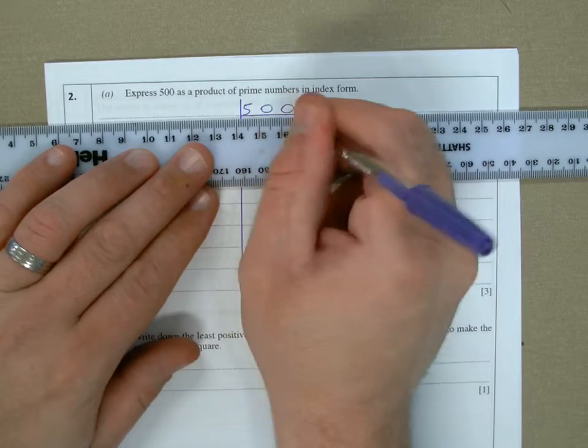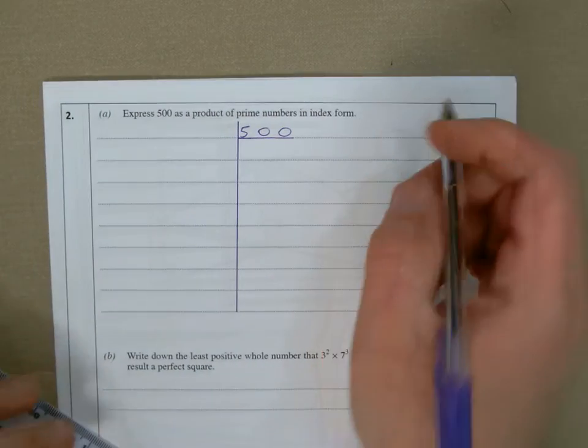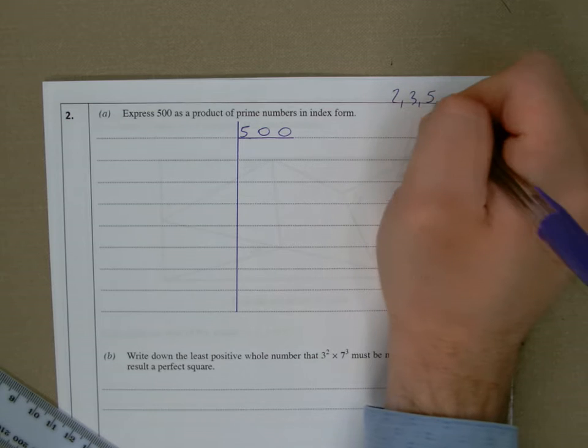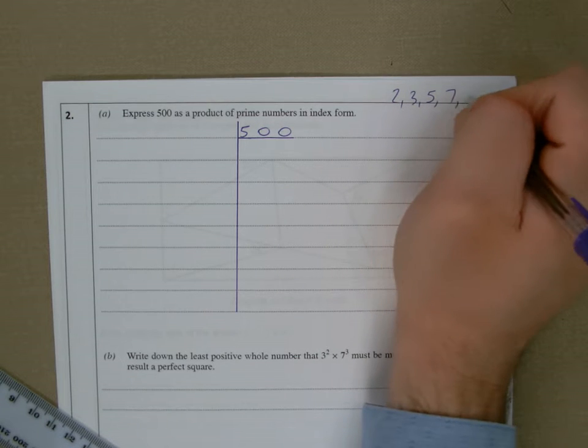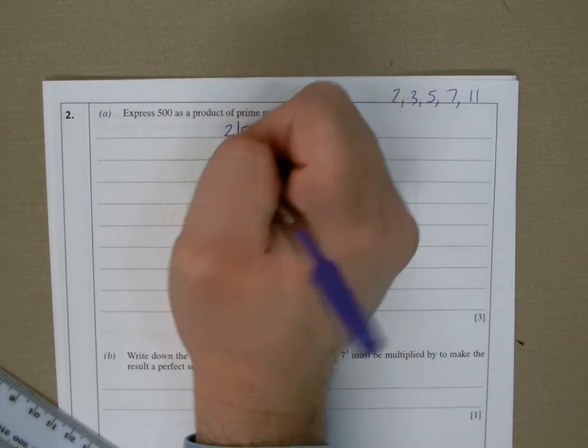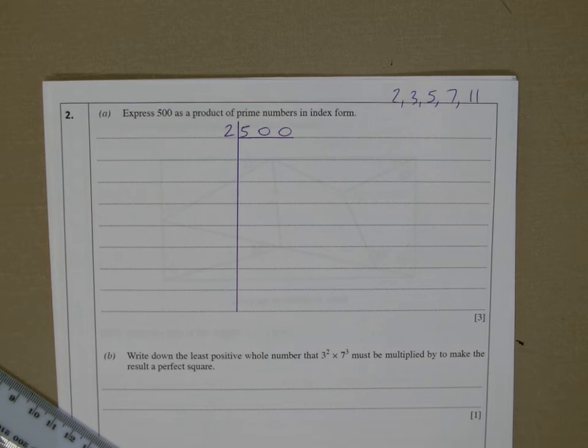So we're going to think about prime numbers, and we need to break this down in terms of looking at the prime factors of it. These are the first few prime numbers, well worth writing down. And clearly with 500, we know that 2 is a factor. We know that 2, as a prime number, will divide into 500.